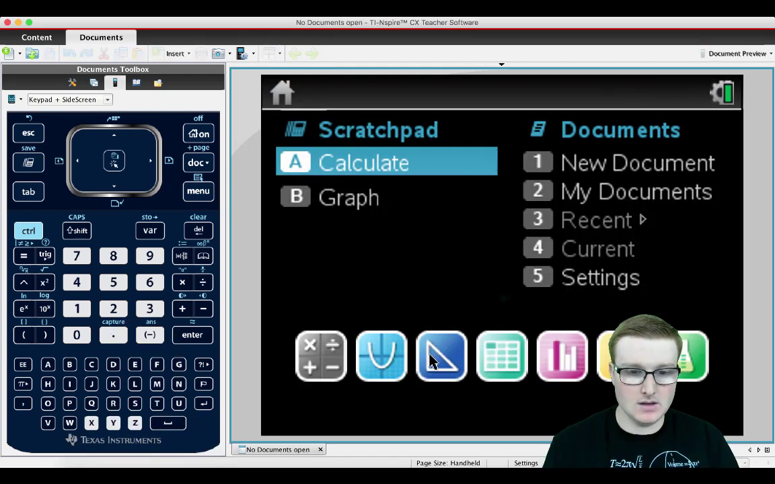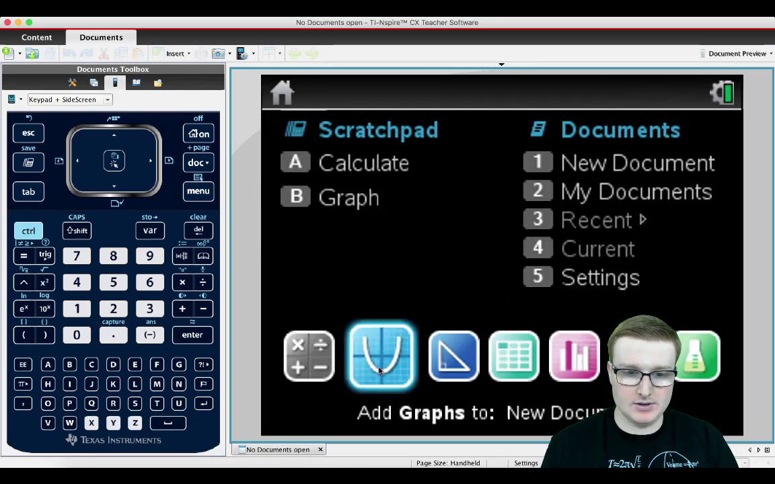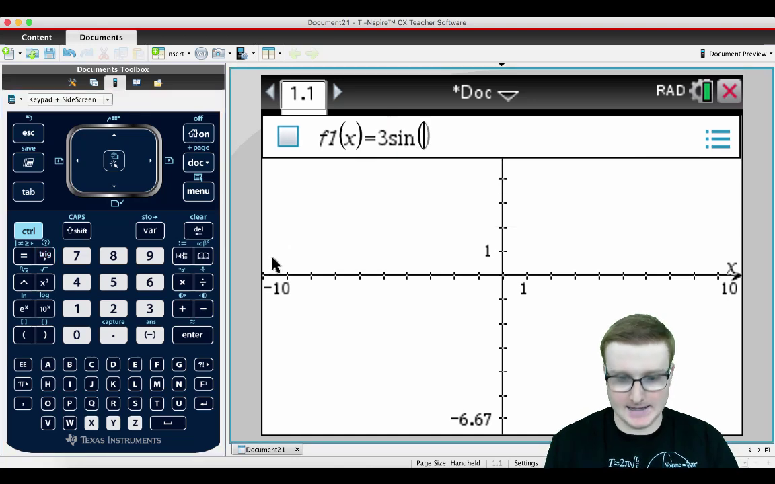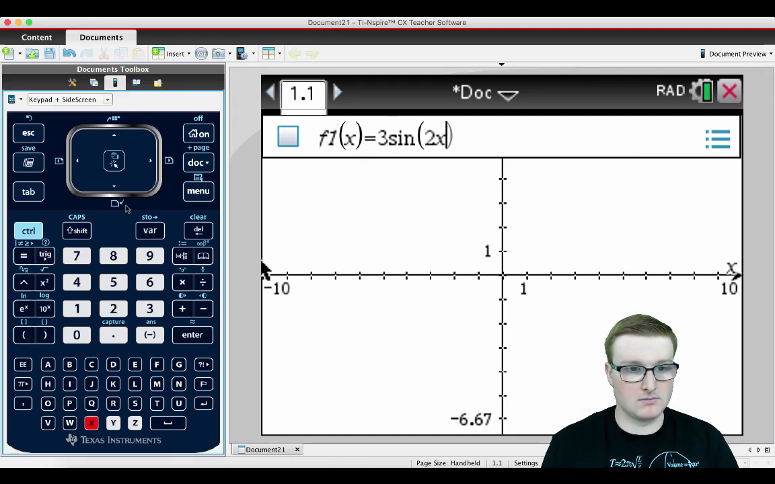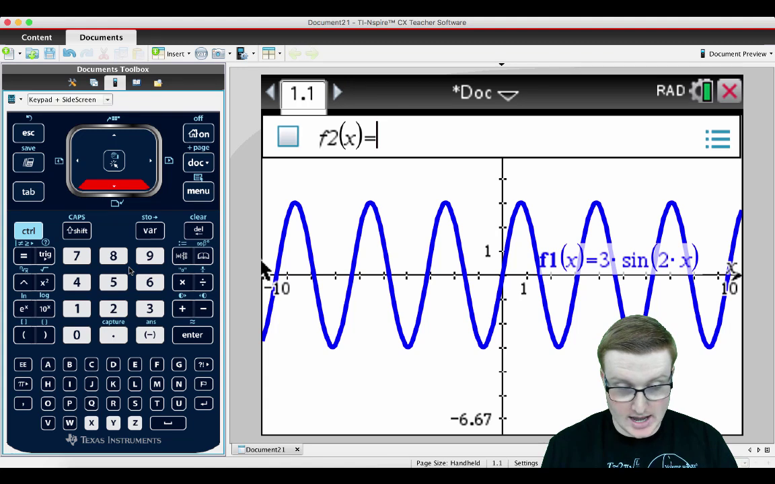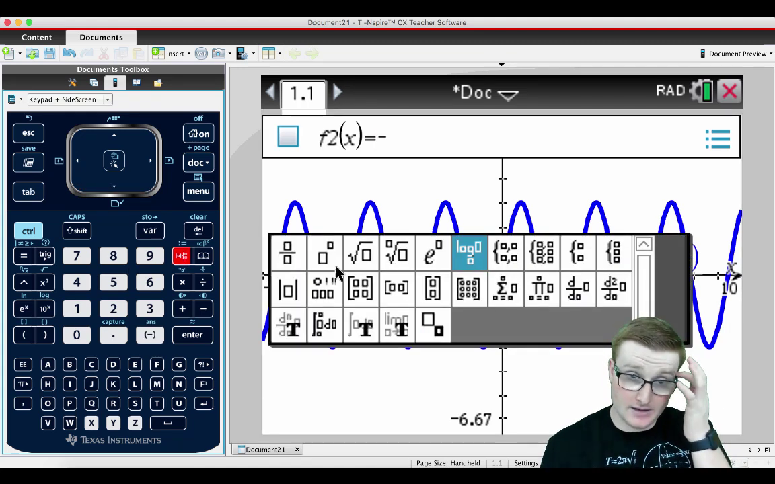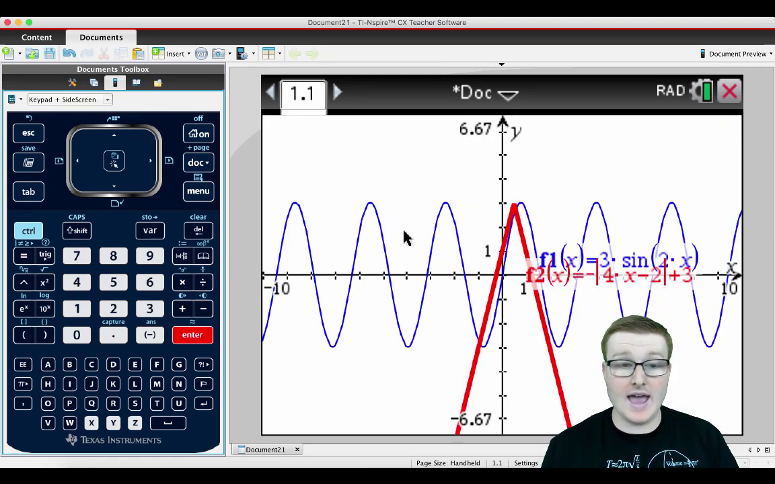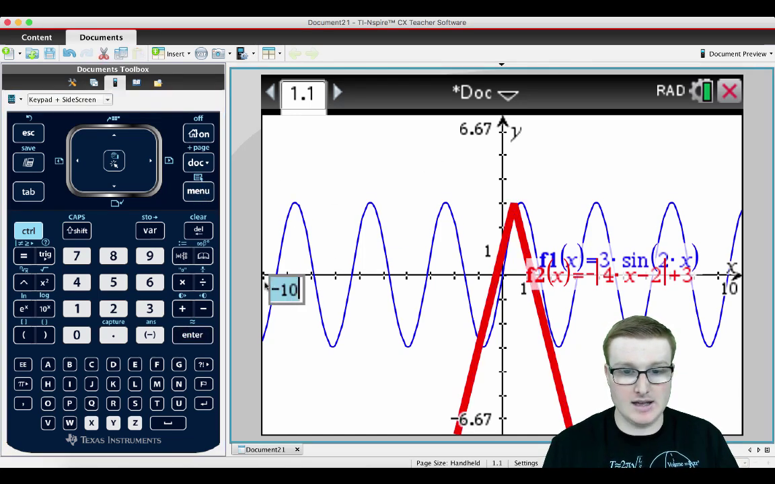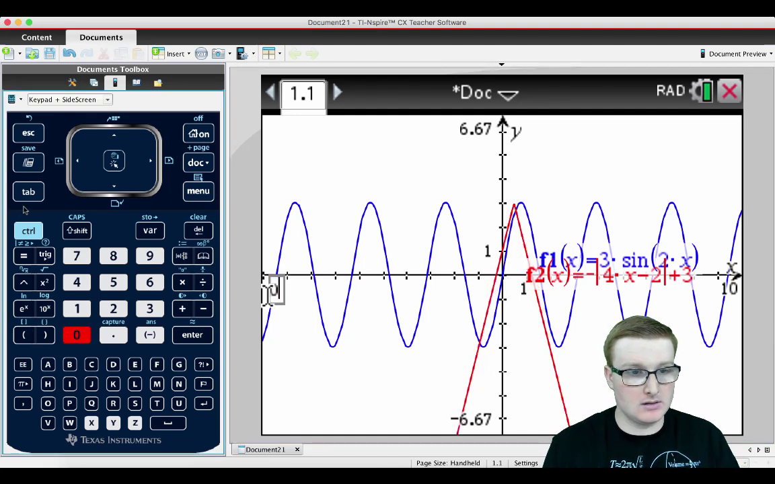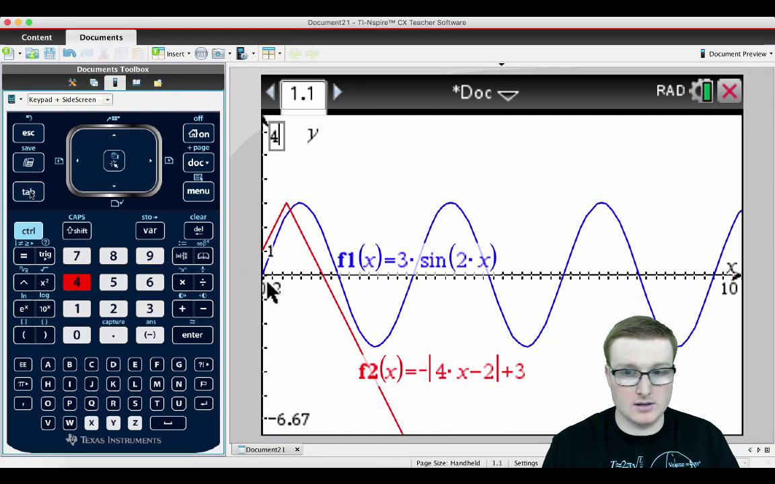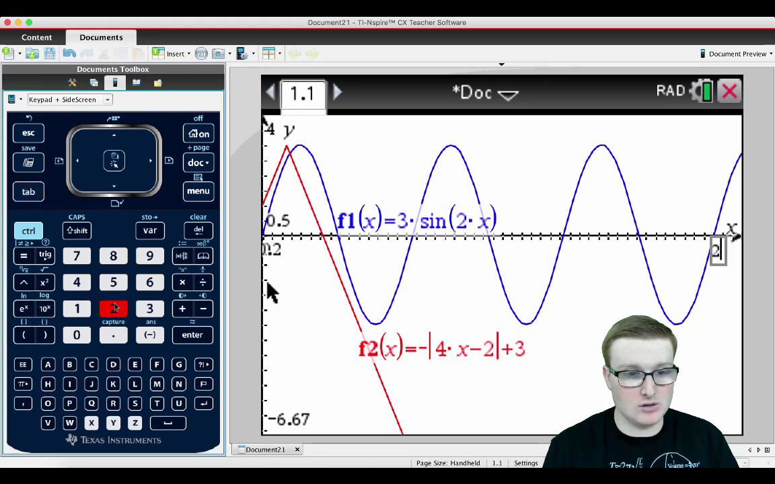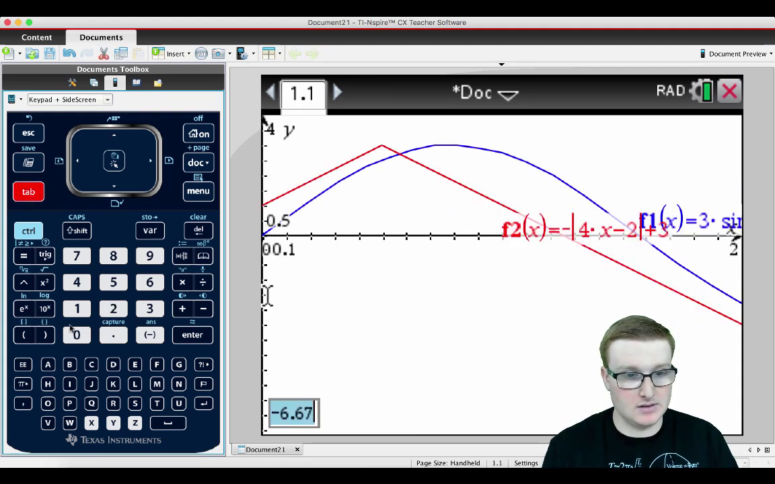Okay. So I don't want geometry. So we get 3 sine of 2x. Graph that. And j: negative absolute value of 4x minus 2, plus 3. Okay. Let's take a look here. So I'm going to zoom in. Actually, I'm going to change. Yeah, I'm going to make this 0, make that 4, make that 2, and we're going to make this 0 over here.